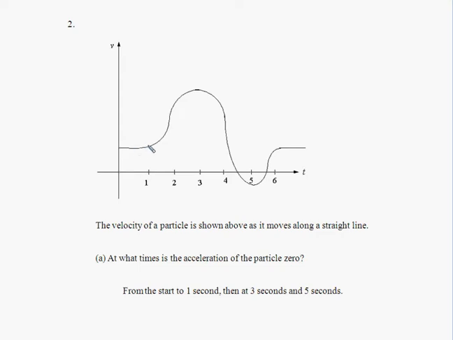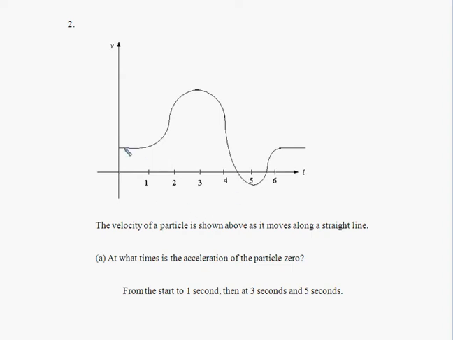Then the velocity starts to increase, but then it stops again. Then the velocity starts to decrease until it stops again, and then it increases to 6, and then starts to be constant velocity again. If the velocity is not changing, that means there's no acceleration being applied. Velocity would increase when there's a positive acceleration. It'll decrease when there's a negative acceleration or some sort of retardation happening on it.